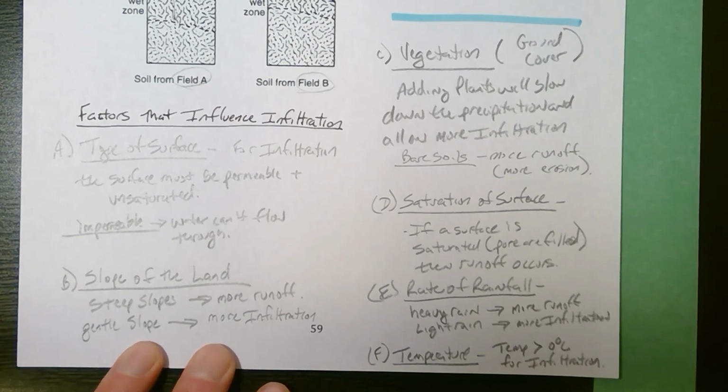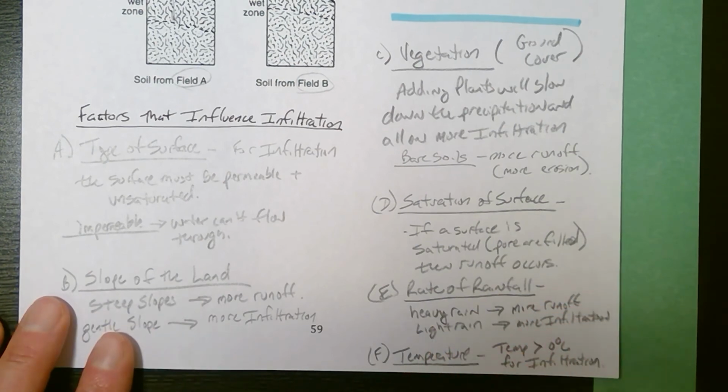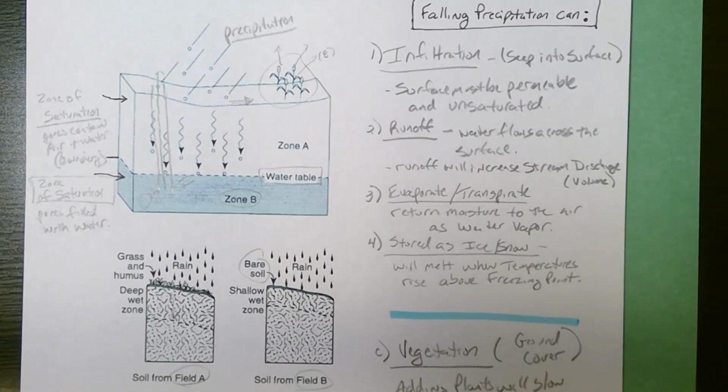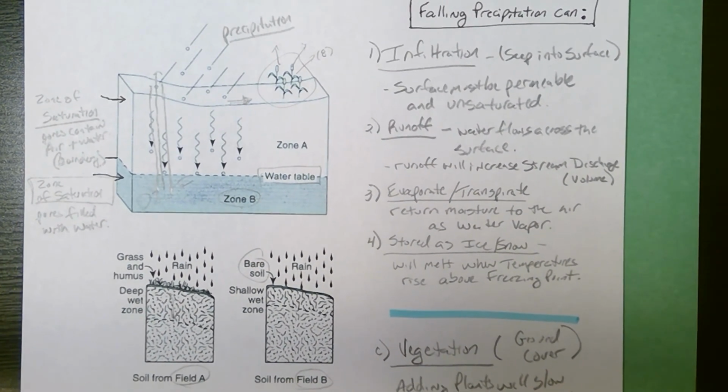So there's 6 things that can change or influence how much runoff or infiltration you get. There's essentially 4 things that are going to occur when rain hits or strikes a surface. I hope that helps you understand these 2 diagrams and you see that infiltration is an important process.